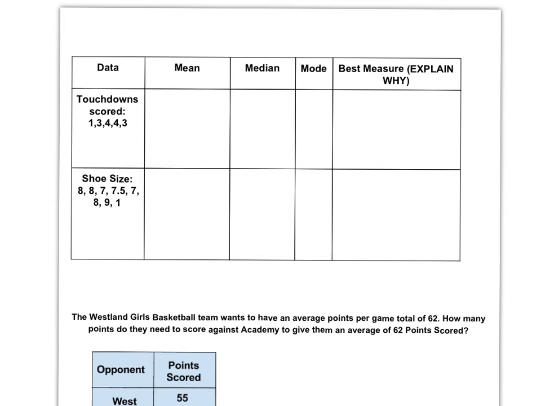So when we're talking about touchdown score, and we want to find the mean, so we're going to find the sum of these numbers, the sum of our data, after writing them in order first, and then we're going to divide by how many we have, which we have five total numbers in our data set. So the mean for this data set is 3. The median for this data set is also 3, and the mode for this data set is 4.